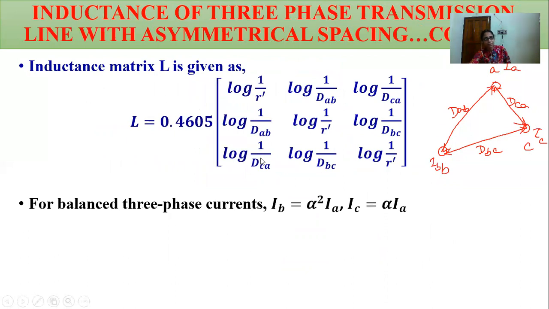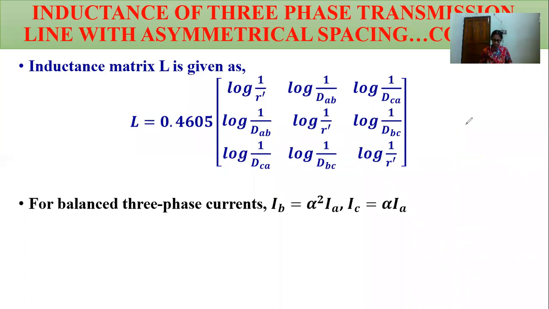So here the inductance matrix can be written as 0.4605, then one is the log part. Now let's consider balanced three-phase current. We have assumed here balanced three-phase currents. Suppose we are considering current IA as the reference phasor, this one is IB, this one is IC. That means the magnitudes of these three currents are equal, but they are 120 degrees apart from each other.